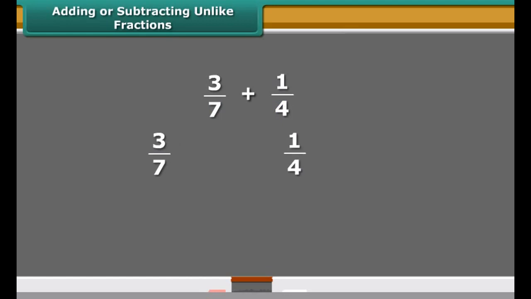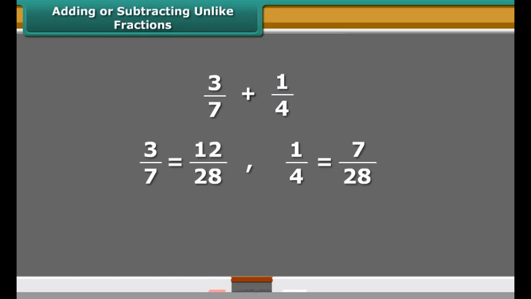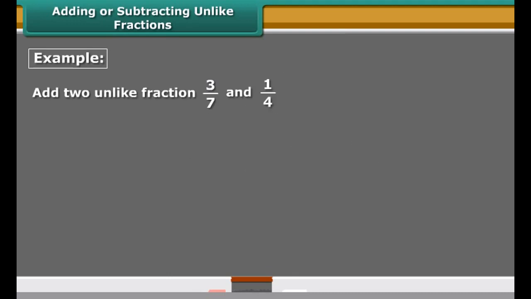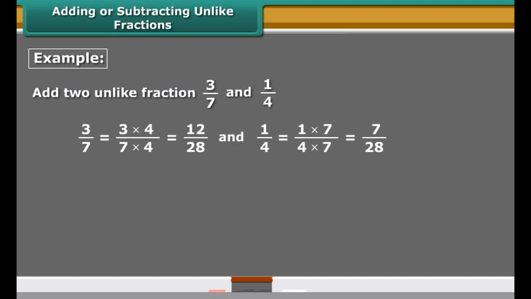When we have to add or subtract these fractions, we first find equivalent fractions with the same denominator and then proceed. For example, 3 upon 7 and 1 upon 4 are two unlike fractions. In order to add them, first we find their equivalent fractions with the same denominator. These are 12 upon 28 and 7 upon 28. Note that 28 is the least common multiple, LCM, of 7 and 4.